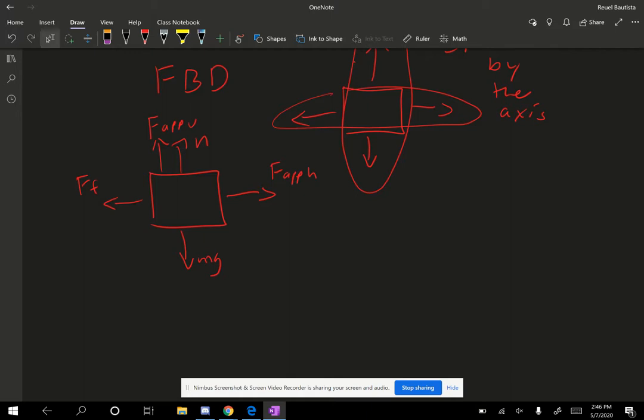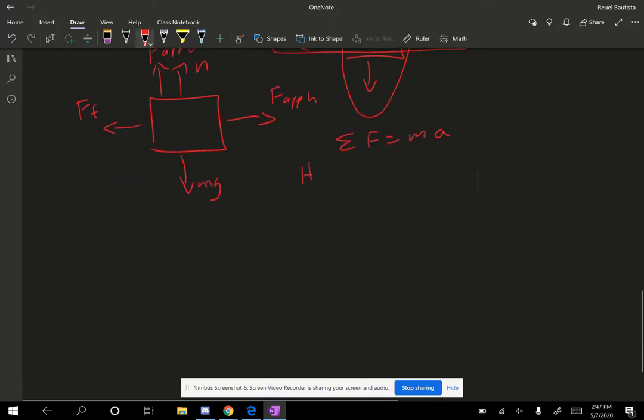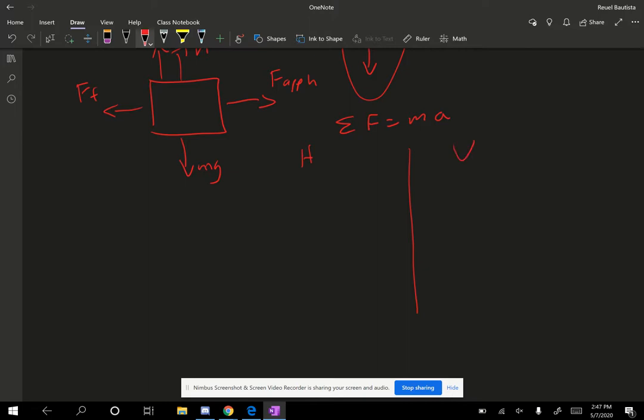The important equation that we have in dynamics is that the sum of forces is equal to mass times acceleration. First, we have to split them up by axis. We're going with horizontal and vertical, so let's split up by horizontal and vertical.